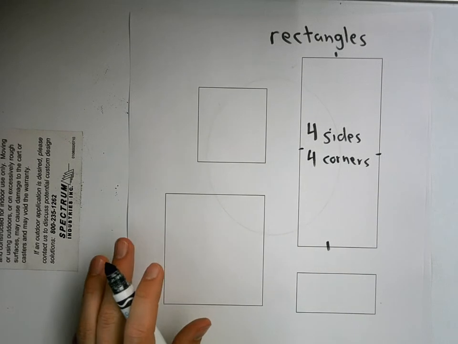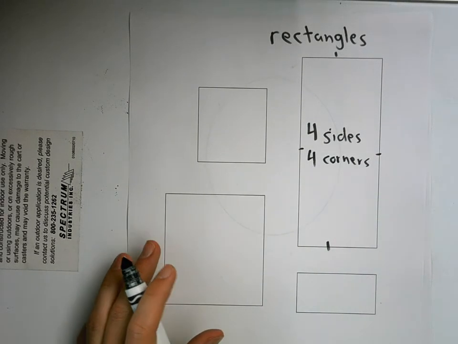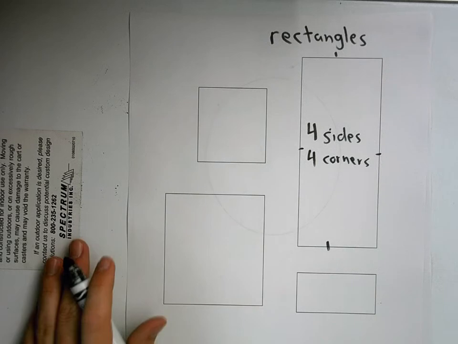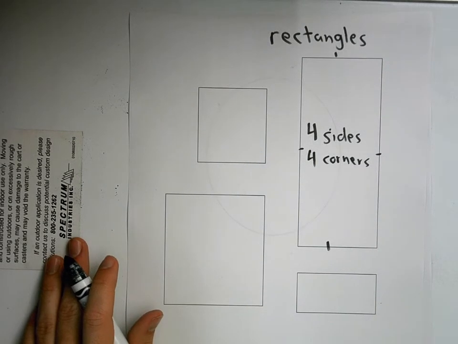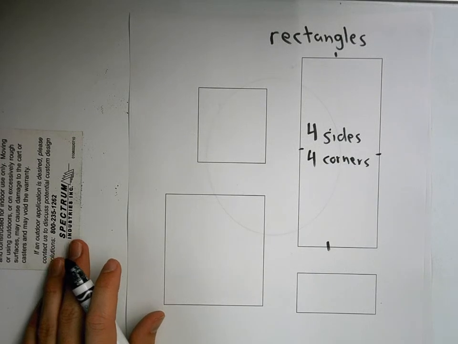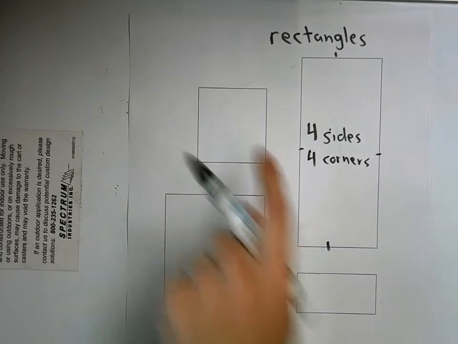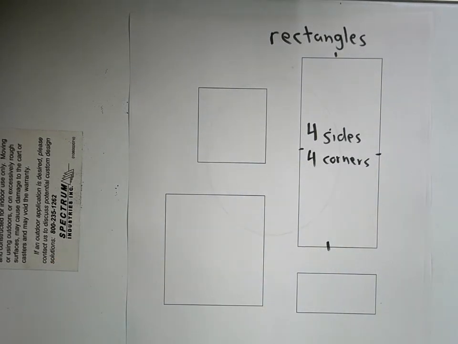Campbell, you were the first person I saw who shook her head no. Okay, why aren't they all rectangles? Because some go down so far and some go down that, and some are just squares. Okay, well, I heard you say some of them are squares, and some of them go down.